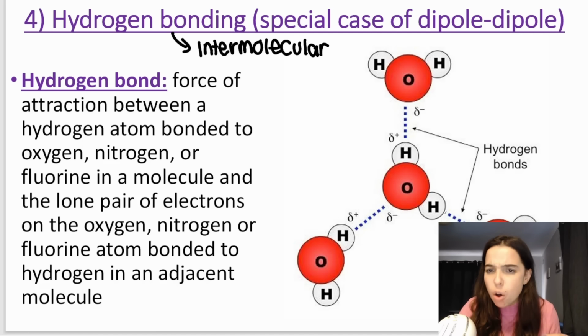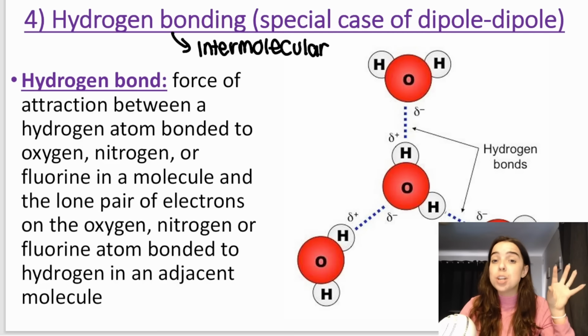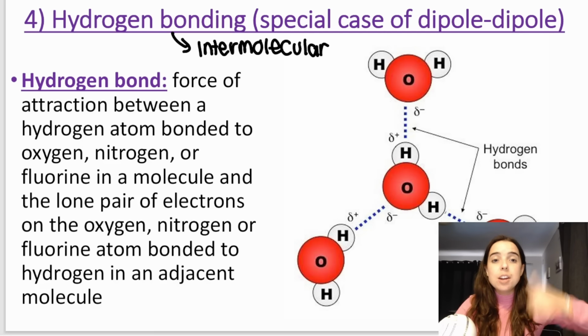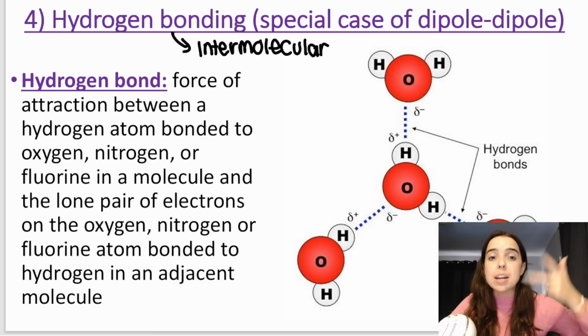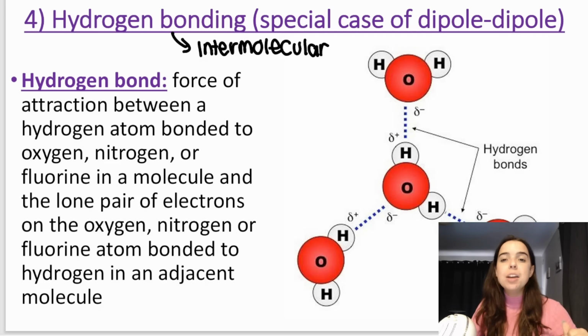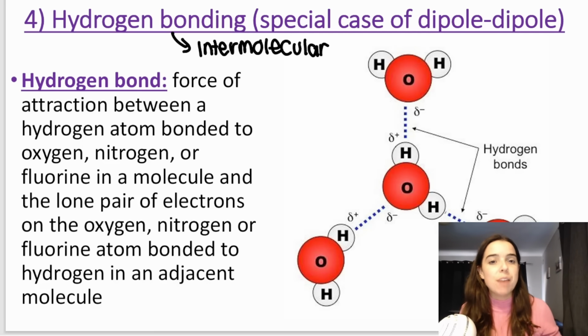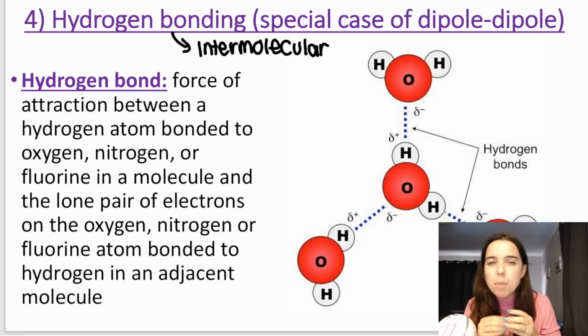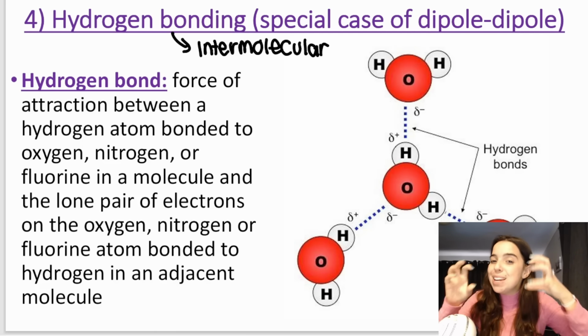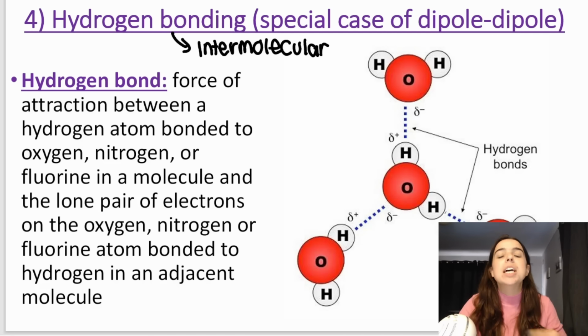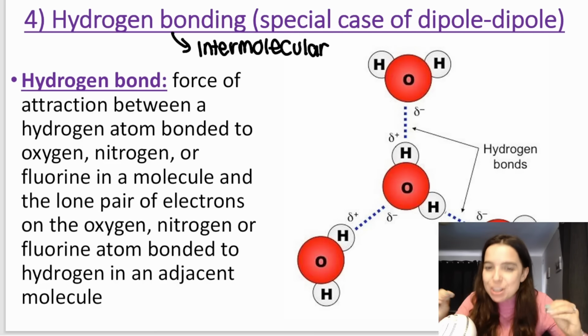And how do you know if it's going to be a normal dipole-dipole or a special type, which is hydrogen bonds? So it says here, hydrogen bond, a force of attraction between a hydrogen atom bonded either to an oxygen, nitrogen, or fluorine in a molecule. And basically, this just happens. It's got to do with the fact that there is a lone pair in the molecule, and also because of the big difference in electronegativity. It basically just creates a molecule that is very, very polar.